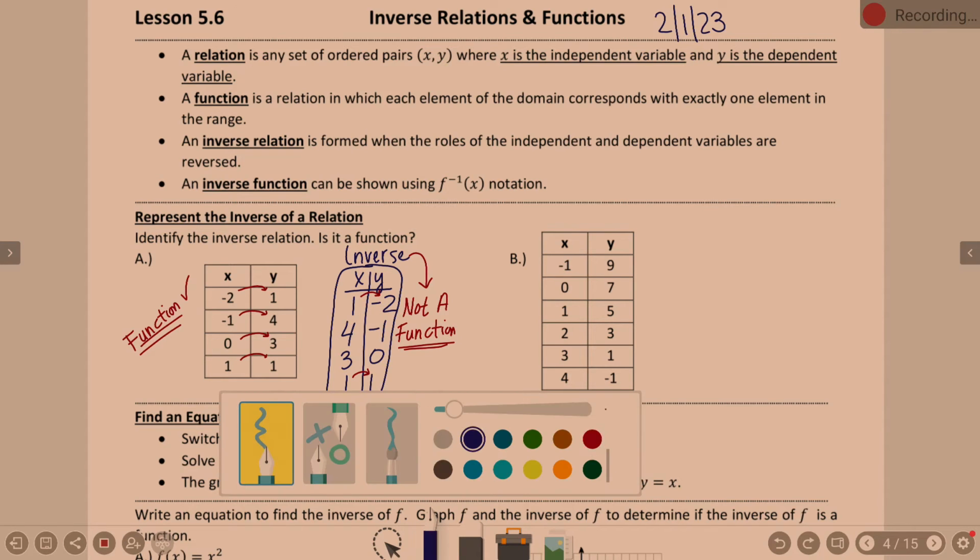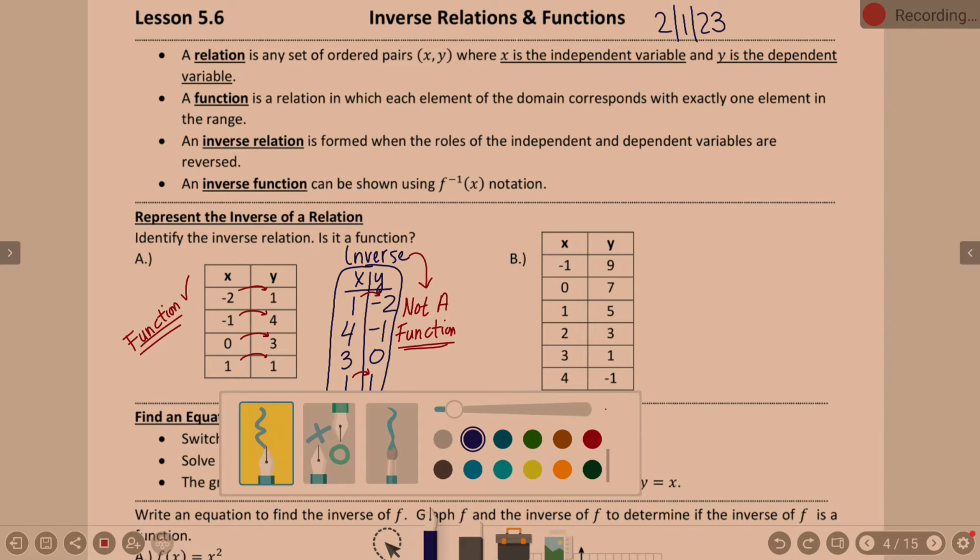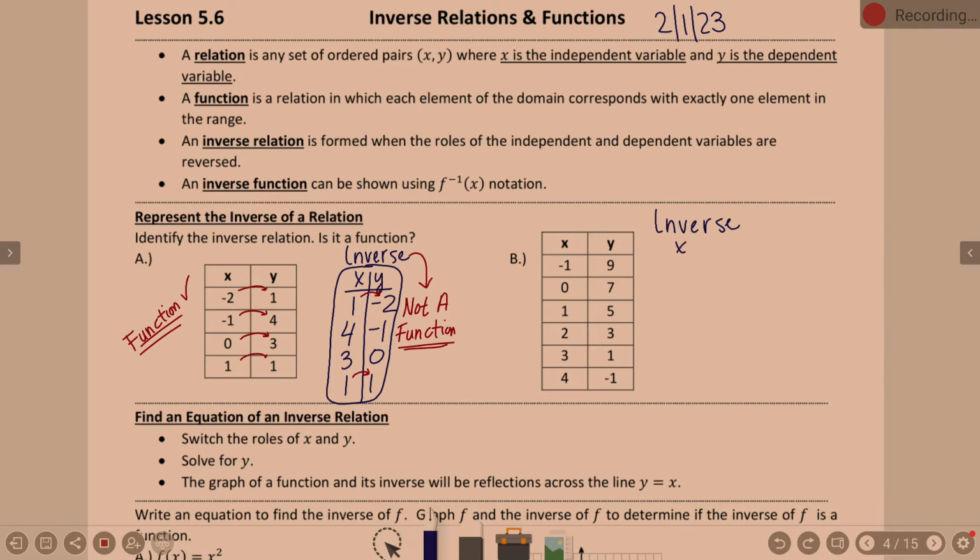Okay, B. Another table. Keeping it easy right now. Okay, thoughts on your inverse relation?